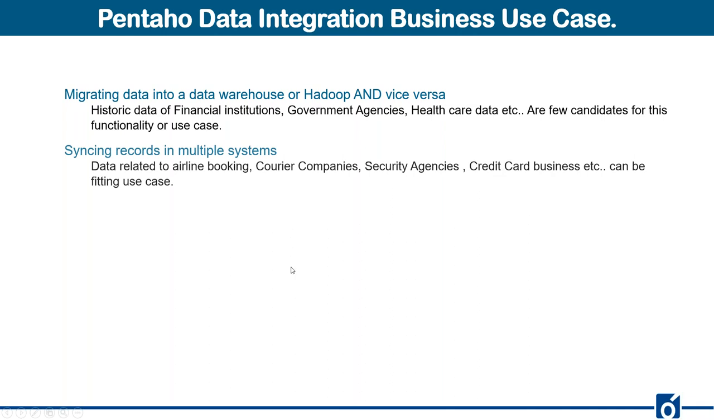What other? Syncing of records in multiple systems. This is a very common requirement for so many businesses: airline booking, courier company, security agency, credit card business. These are the businesses where periodic syncing is required, sometimes on an hourly basis, sometimes daily, or in some scenarios at the weekend some syncing happens. This business also holds very good use cases with respect to syncing data.